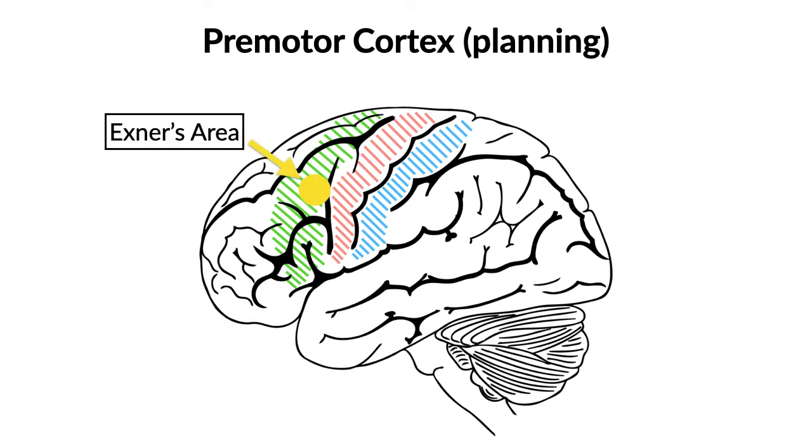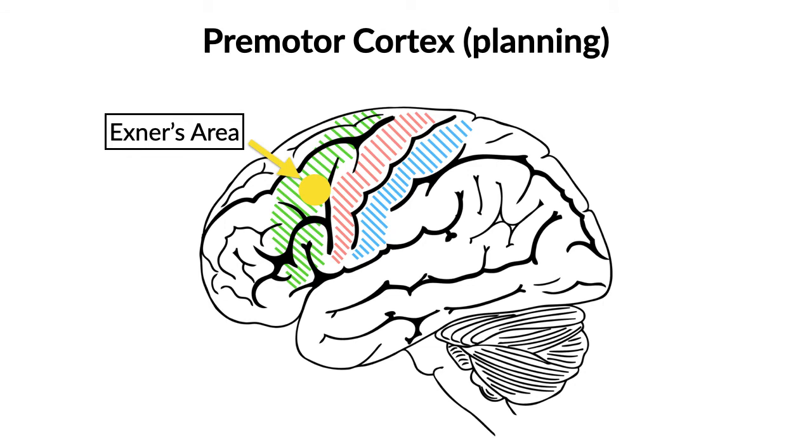So, for example, we have an area in the middle frontal lobule or middle frontal gyrus that's known as Exner's area. Now, this is dedicated to planning motor movements for your fingers, for example, for handwriting. So if you want to write a word, you don't have to think about, I'm going to move my thumb and forefinger in this direction, and then I'm going to move them in this direction.